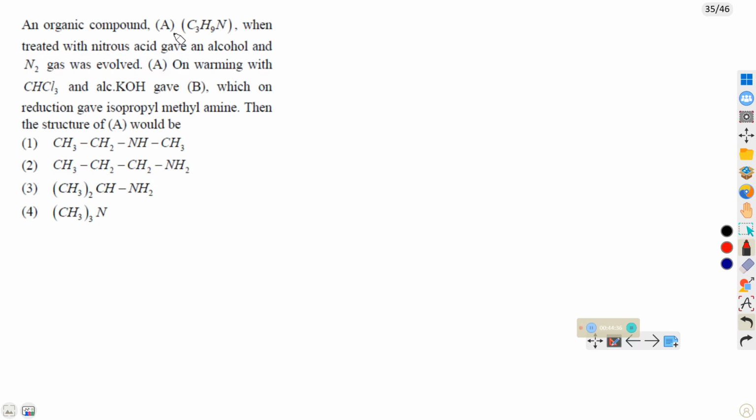An organic compound A, when treated with nitrous acid, gave alcohol and N2 gas is evolved. On warming with chloroform and alcoholic KOH, that means compound A gives a positive carbylamine test. A positive carbylamine test means it is a 1 degree aliphatic amine or aromatic amine. The first option is 2 degree, so wrong. The fourth option is 3 degree, wrong. Either the second option or the third option. Which on reduction gives isopropyl? Isopropyl is possible in case of 3 only.